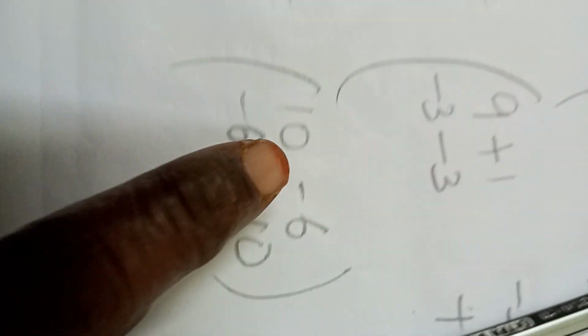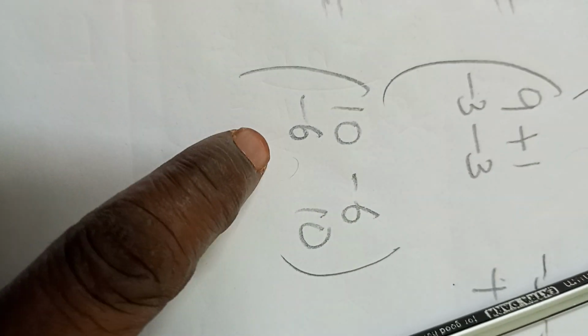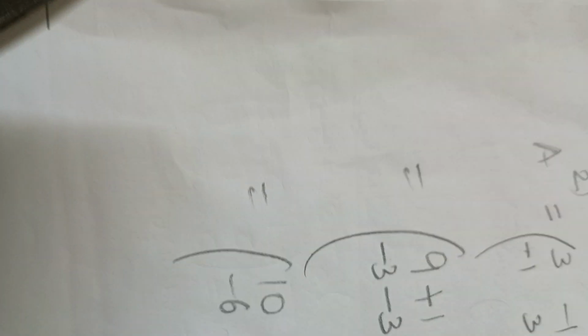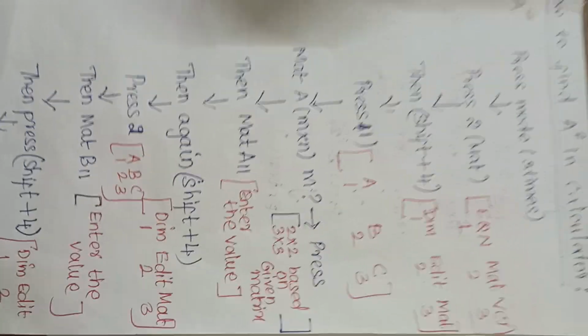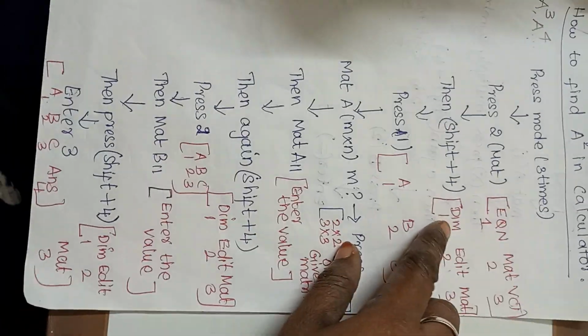So this is the answer: 10, minus 6, minus 6, 10. This is the A square answer. This is the way you have to find A cube also. Instead of a 2 cross 2 matrix, you can apply it for 3 cross 3 also. So this is the procedure for finding A square.